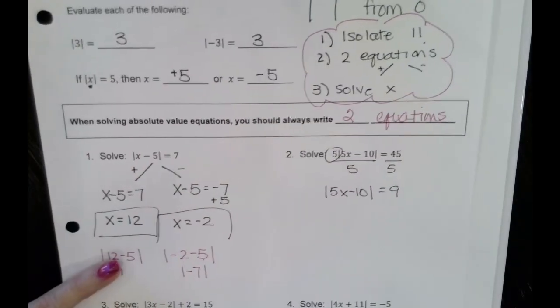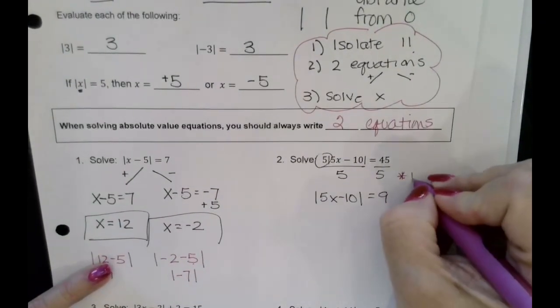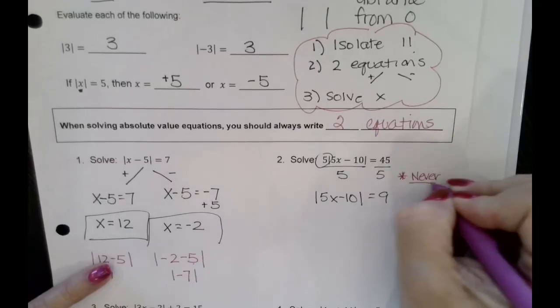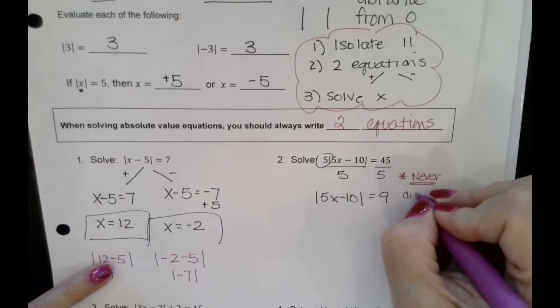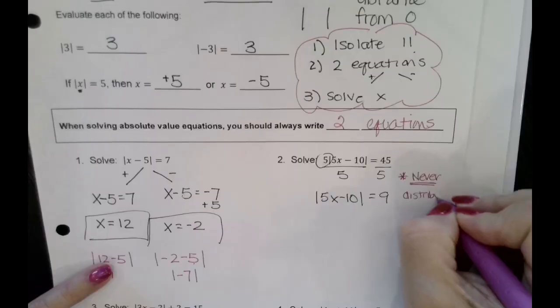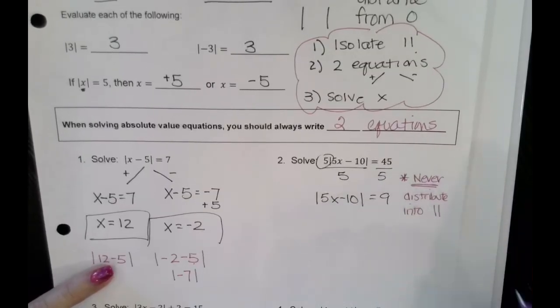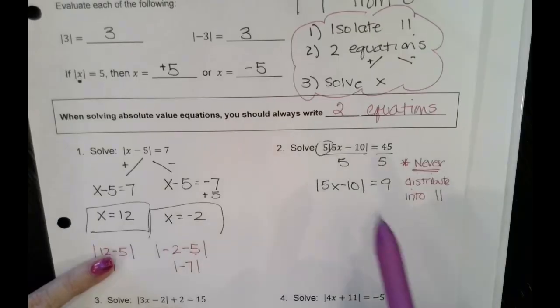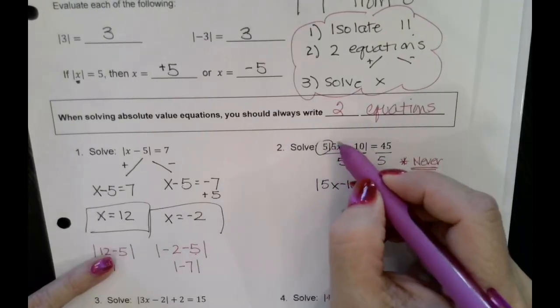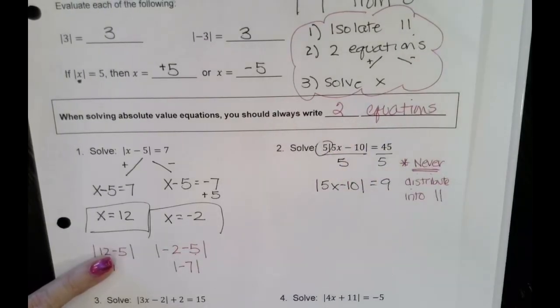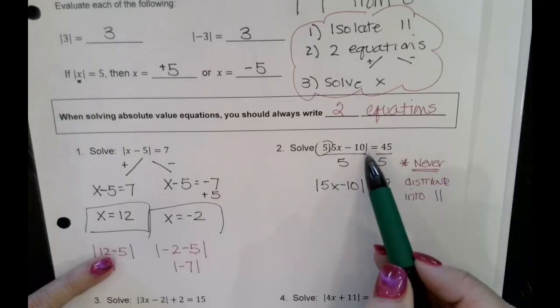And I'm going to write a note over here. We will never distribute into the absolute value bars. You're never going to distribute into the absolute value bars. So you cannot say 25x minus 50. You have to move whatever's on the outside first.